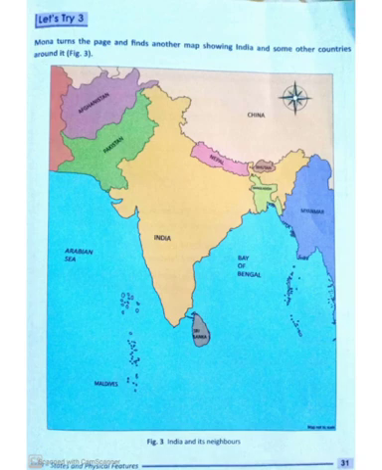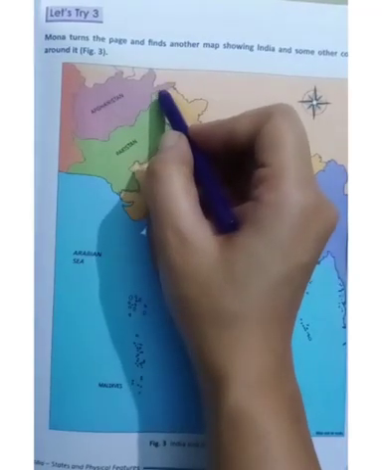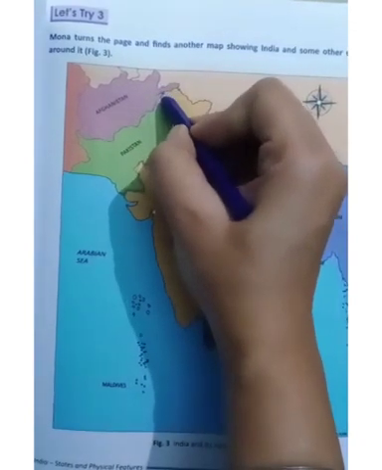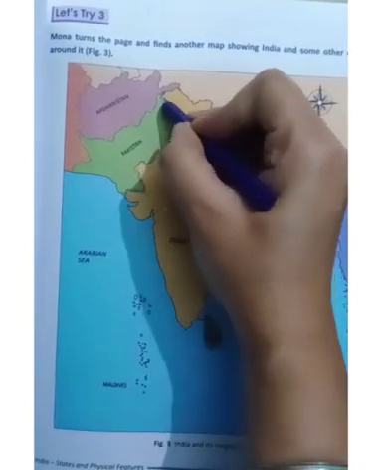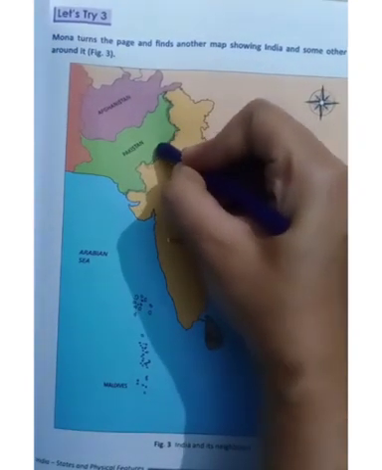Let's Try 3. Mona turns the page and finds another map showing India and some other countries around it. Apat says, trace the land boundaries that some of these countries share with India. So now we will trace the boundaries that India shares with other countries. Let us now trace the land boundaries our country shares with other countries. I have taken purple color to trace the land boundary our country India shares with its neighboring country Pakistan.